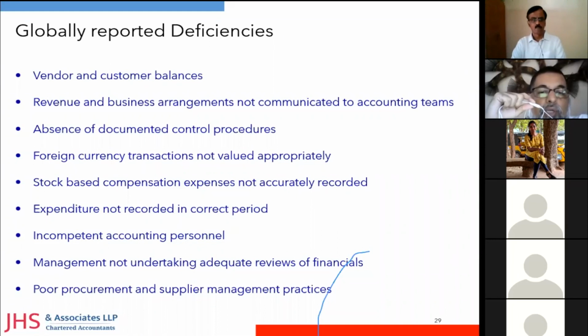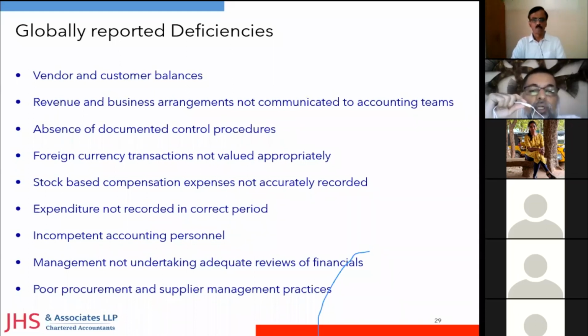Incompetent accounting personnel. This largely happens as far as derivative transactions are concerned, which are very complex, and there are cross-currency swap derivatives where auditors have qualified for banks and for financial institutions.